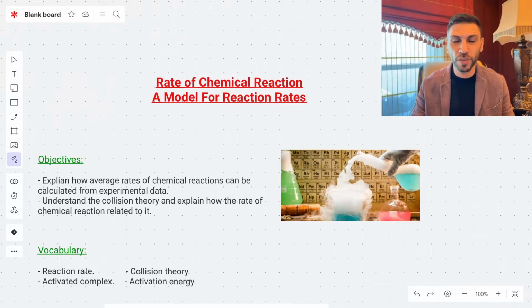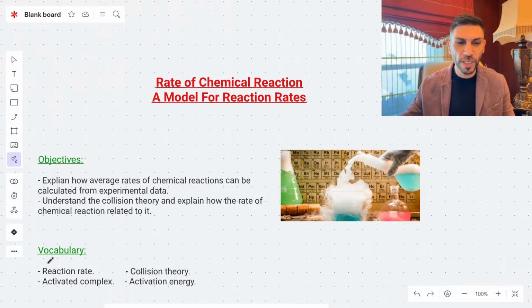It's about the rate of chemical reactions, and our first lesson is going to be a model of reaction rates. Our objectives for today are to explain how average rates of chemical reactions can be calculated from experimental data, and to understand the collision theory and explain how the rate of chemical reaction is related to it.